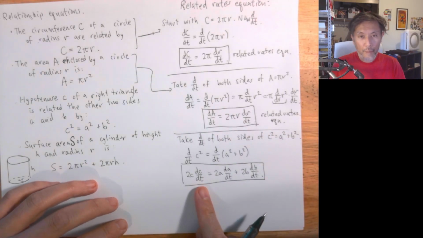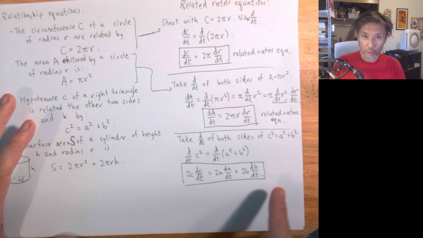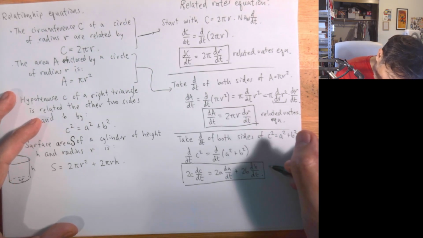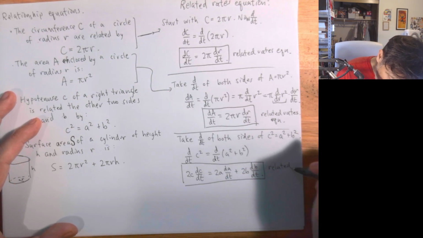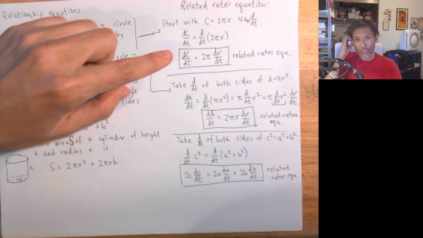So how does the hypotenuse change? Well, here is the related rates equation. And maybe I should comment a little bit on these things. There's kind of an interesting thing happening here. Like, look at this first one.